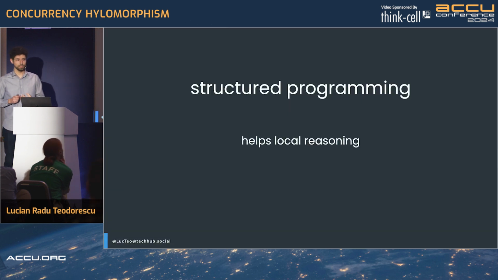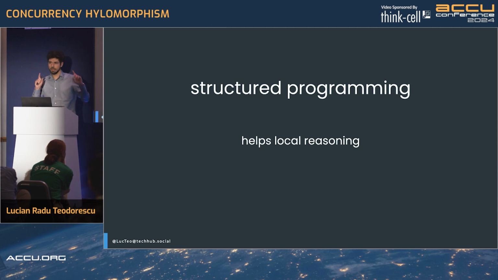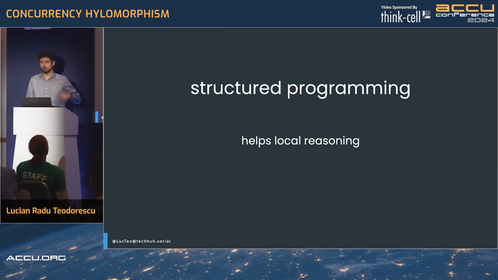But why is it important? If you read Dijkstra's paper, the main thing that he argues, besides saying that the human mind is limited, is that this thing helps with local reasoning, right? It's easier to reason if you have structures that look alike than to have go-tos all over the place.